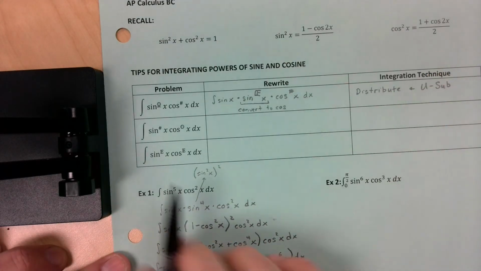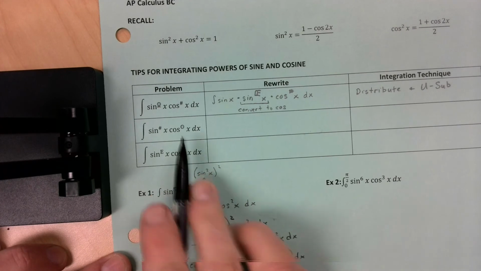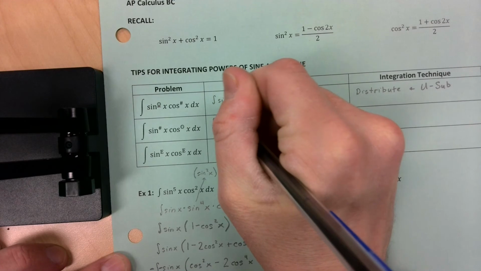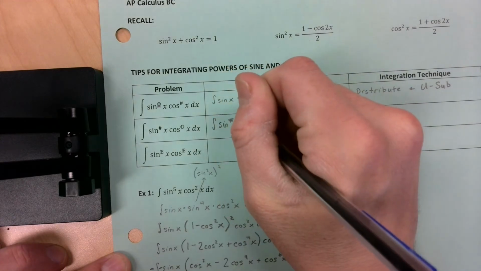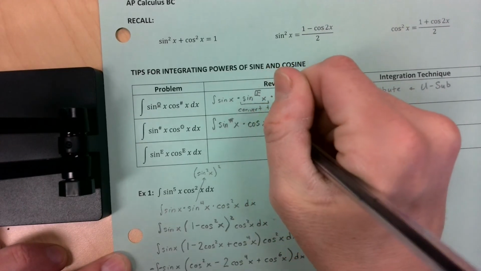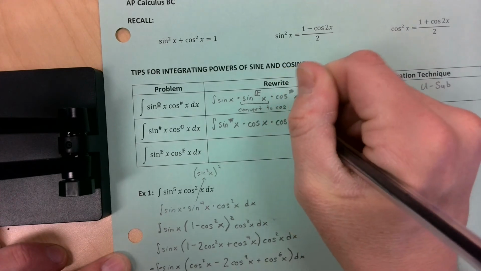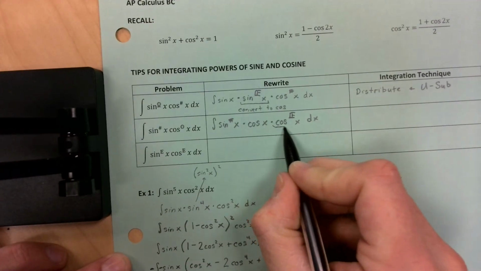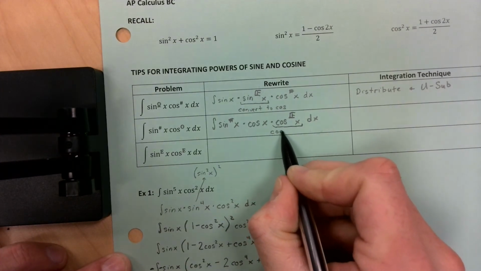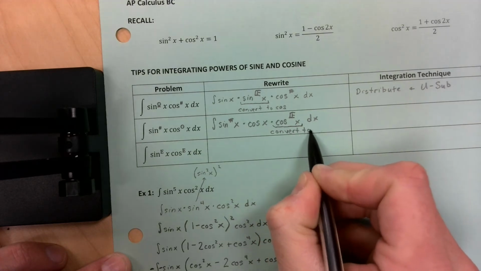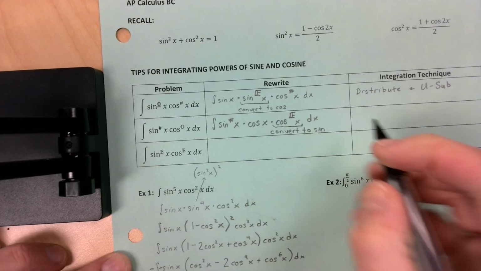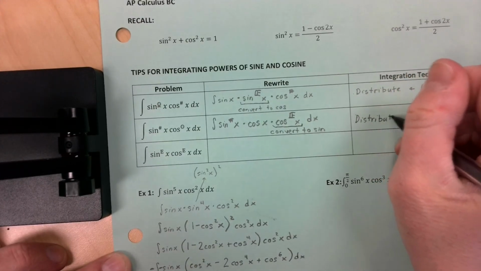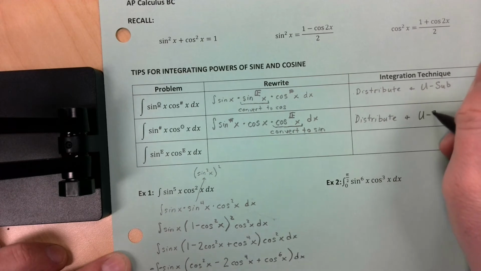Alright, next scenario. Flip-flop it. Now let's let cosine be the odd power. Folks, same exact process. Sine stays whatever number it is. Cosine will now get separated. We will take out one cosine, which will leave cosine with an even power. We will then rewrite our even-powered cosine with sines. We will convert it to sine. And then our integration technique will be the same. We are going to distribute and do some u sub.